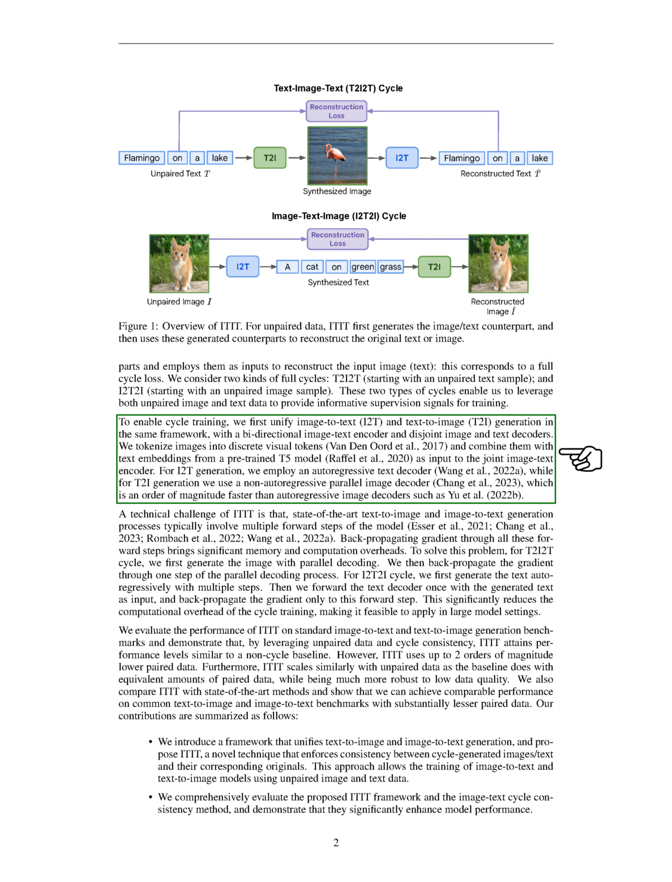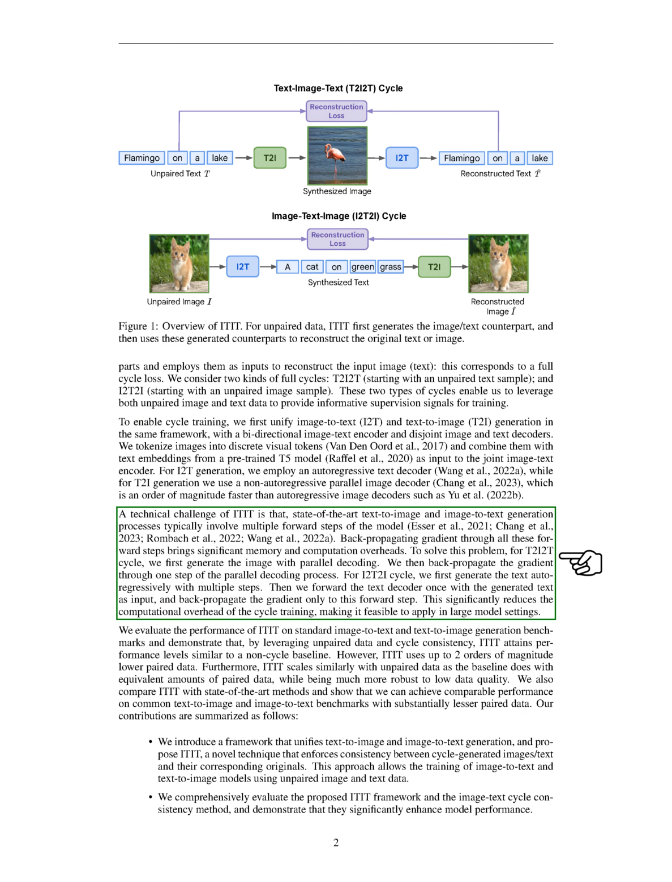To enable this cycle training, we first unify image-to-text and text-to-image generation in the same framework, using a bidirectional image-text encoder and separate image and text decoders. For image-to-text generation, we use an autoregressive text decoder, while for text-to-image generation, we use a non-autoregressive parallel image decoder, which is significantly faster than autoregressive image decoders.